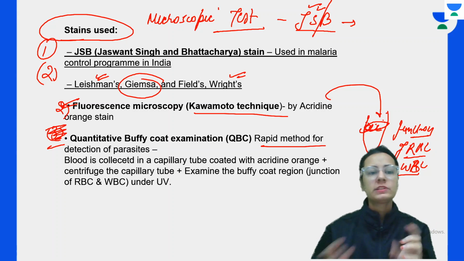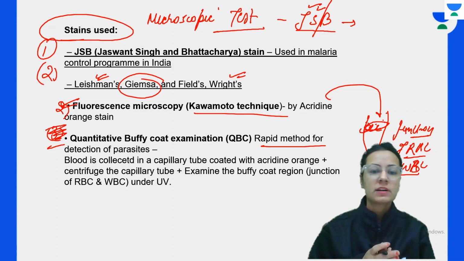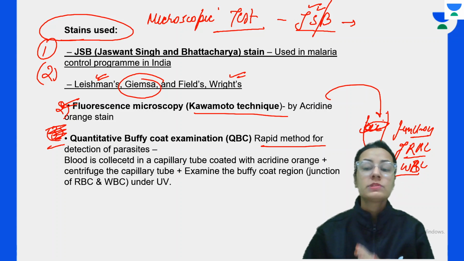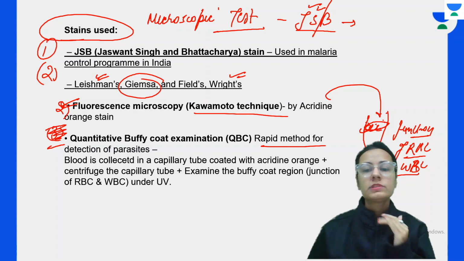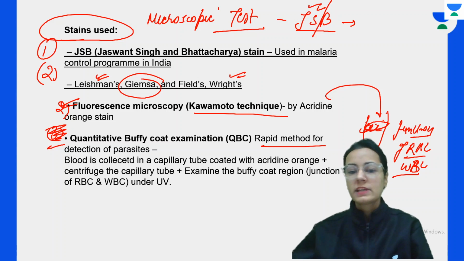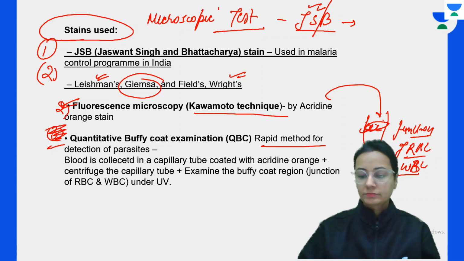So the stains we are using are the JSB, Leishman, and the Giemsa and Field's stain. Then we are using the Kawamoto technique by the fluorescent. Under fluorescence, we are using the acridine orange stain to see at the junction of the WBCs and RBCs to check for the parasites under the fluorescence.